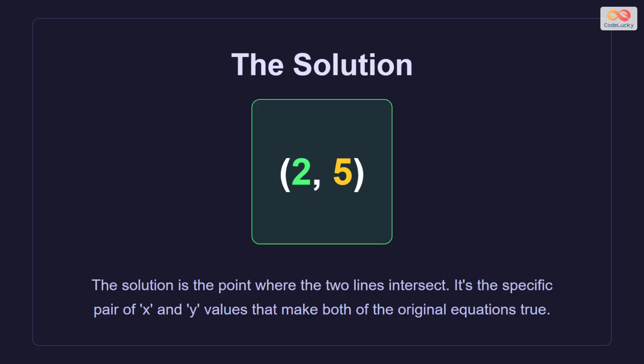We have found our solution. The value for x is 2, and the value for y is 5. We write this as an ordered pair, (2, 5). This single point is the only solution that will make both of our original equations true.